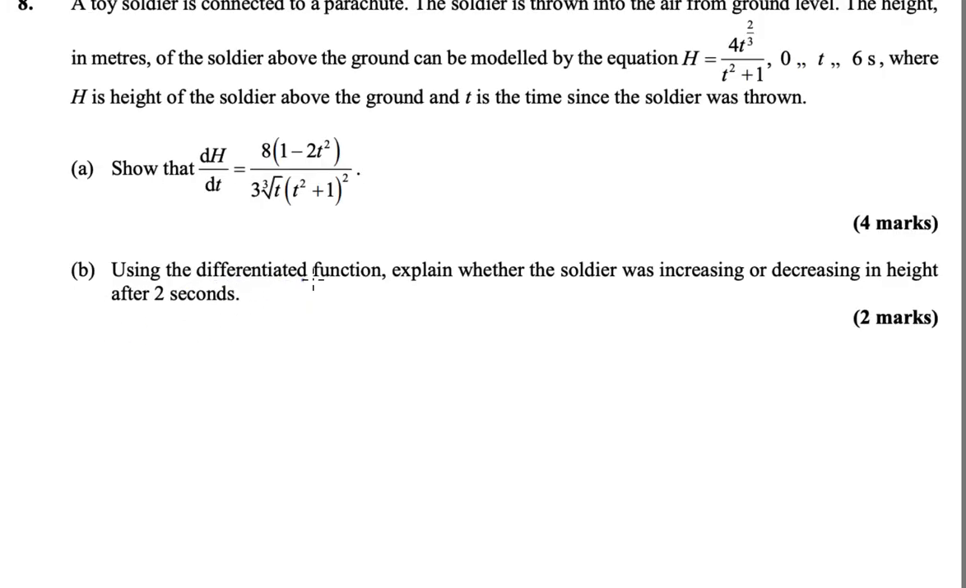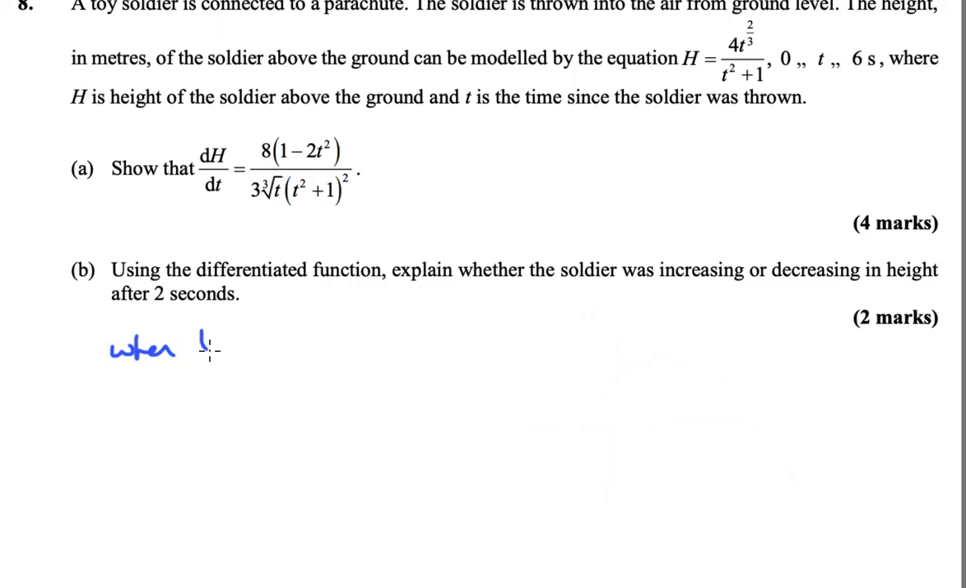Okay, part B says use the differentiated function, explain whether the soldier is increasing or decreasing in height after 2 seconds. So we've got some function with height against time, and remember that if we can find the gradient, we'll know that if the gradient is negative the height is decreasing, and if the gradient is positive, the height is increasing. So it's asking us to work out the value of dh by dt. If it's positive, it will be increasing. If it's negative, it will be decreasing.